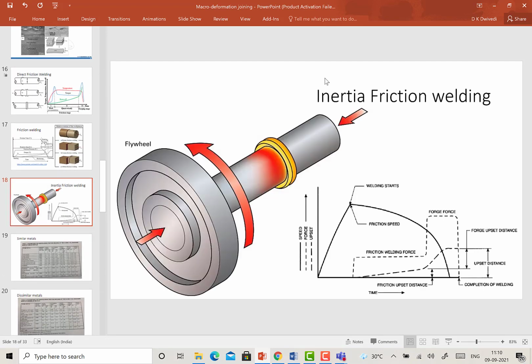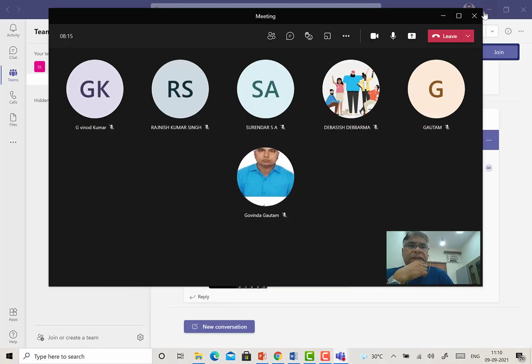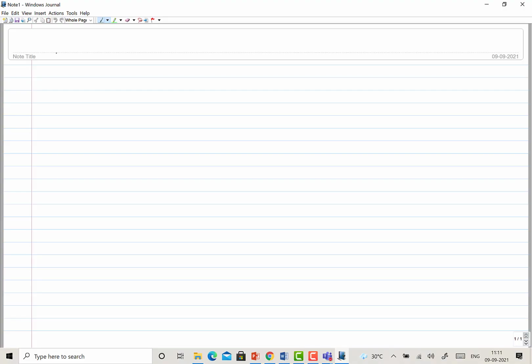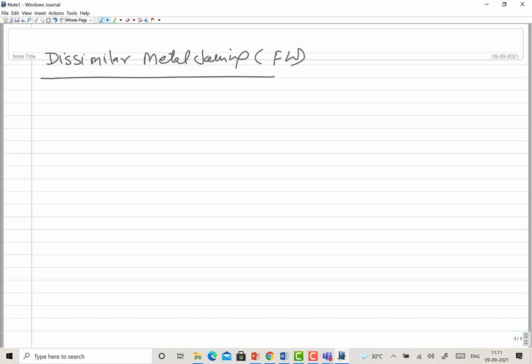Here we will be starting with the issues related with dissimilar metal joining using friction welding only. There are three areas of concern as far as dissimilar metal joining using friction welding is concerned. The first is the joint interface itself.